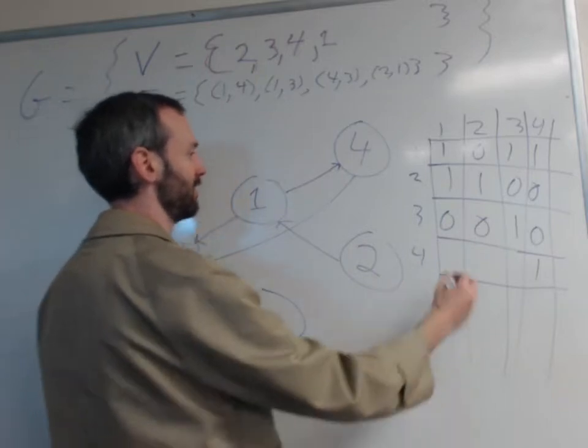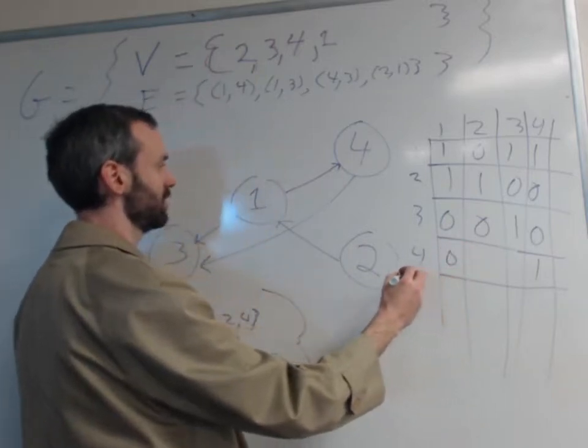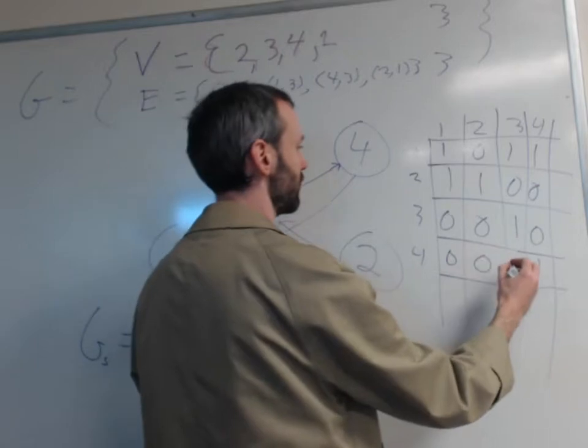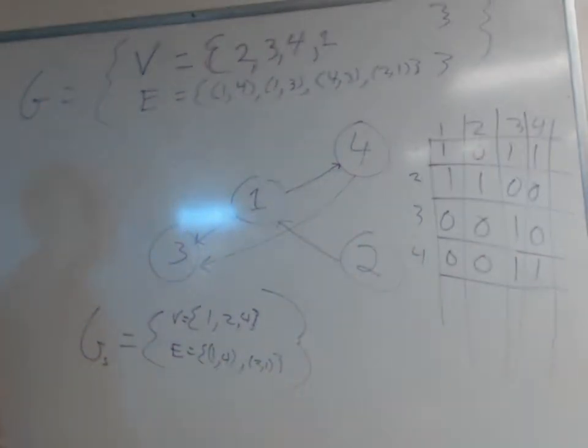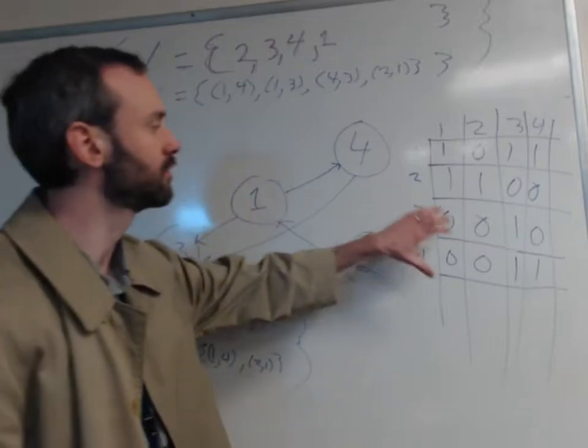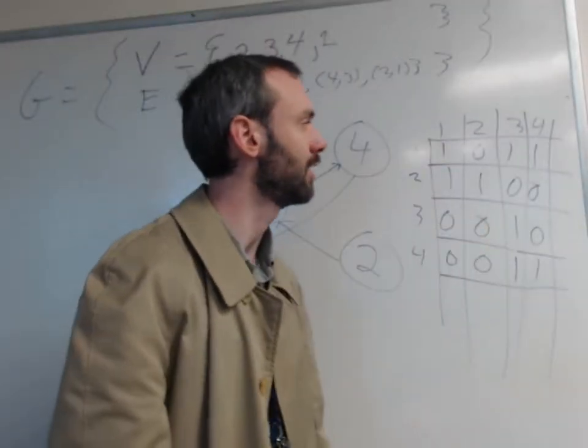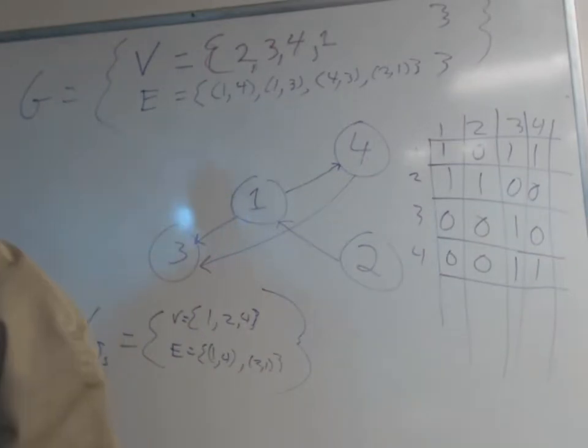Okay. Is 4 adjacent to 1? No. 4 adjacent to 2? No. 4 adjacent to 3? Yes. All right, that's your representation. One representation of a graph, because you have a full n by n matrix, and all the numbers are, are they connected or not?